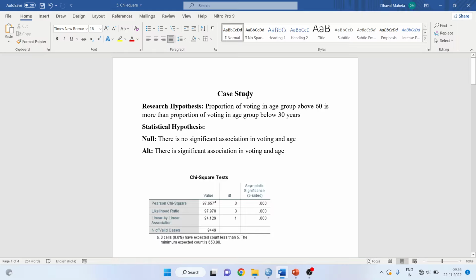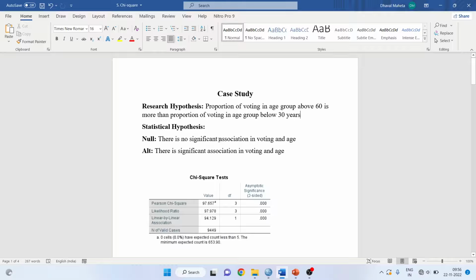So here our research hypothesis is proportion of voting in age group above 60 is more than the proportion of voting in age group below 60 years. This is our research hypothesis. I am converting this research hypothesis into the null hypothesis.